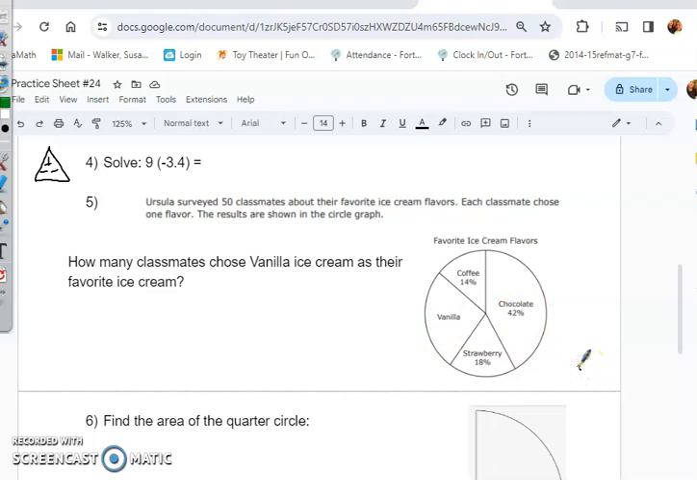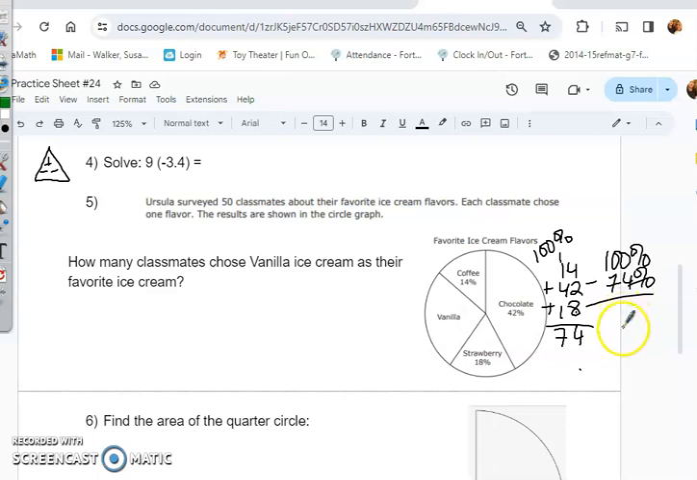So remember, this should add up to 100%. So when I add 14% plus 42% plus 18%, plus vanilla, it should add up to 100%. So 8 plus 2 is 10, plus 4 is 14, carry the 1. 2 plus 4 is 6 plus 1 is 7. So I have 74%, okay? So that means what's left is this. Okay, that is for vanilla. You would put it here.